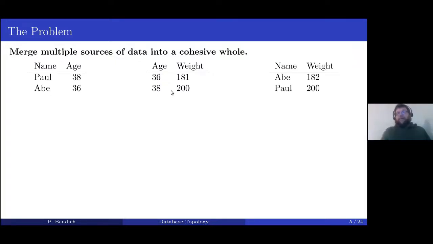But here's another table over here, which is name and weight. There's someone called Abe, he's 182. There's someone called Paul, he's 200. And so maybe I want to merge the age-weight and the name-weight tables. And that seems reasonable.